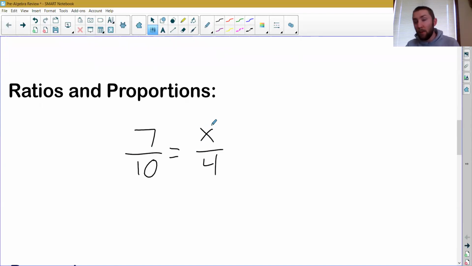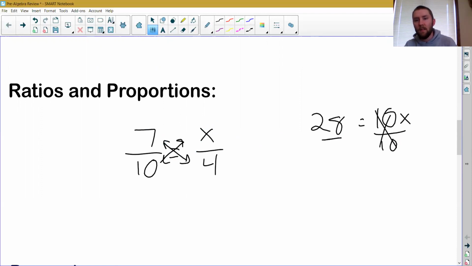So we did a couple different methods. We call them potentially the fish method or cross multiplication. Essentially, we multiply the top of this one and the bottom of this one. We multiply the bottom of that one and the top of that one. Set those equal to each other and then divide away this number. Okay, so we get 28 divided by 10, which is 2.8.